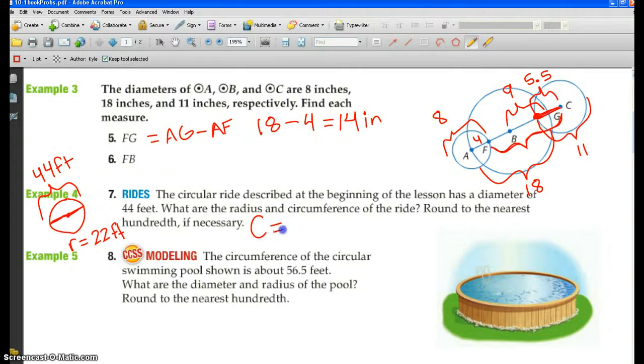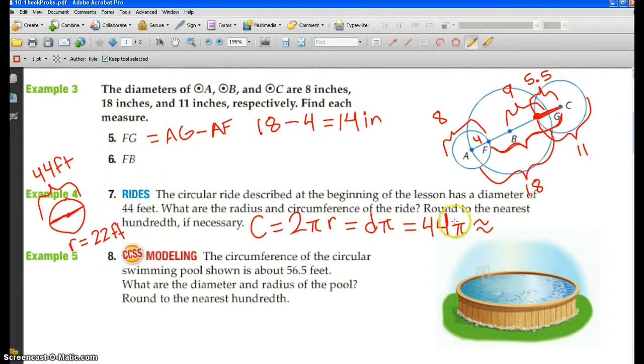Circumference, formula for circumference is 2 times pi times the radius. Now, 2 times the radius is the diameter. So another formula for circumference that we'll use quite a bit is just diameter times pi, because the diameter is 2 times the radius. So either way we can find the circumference. So our circumference would be 44 pi, and if we're asked for an exact answer, we would leave it in terms of pi.